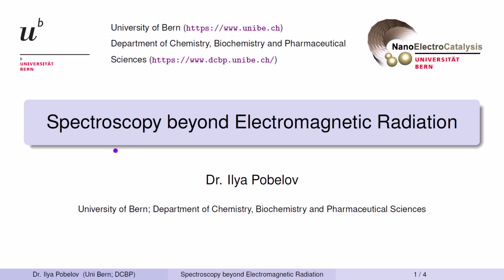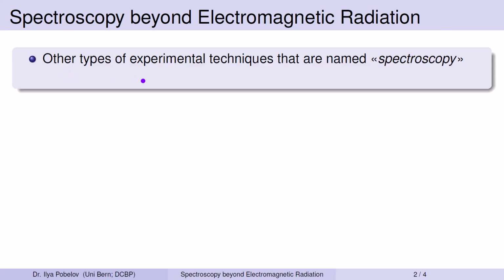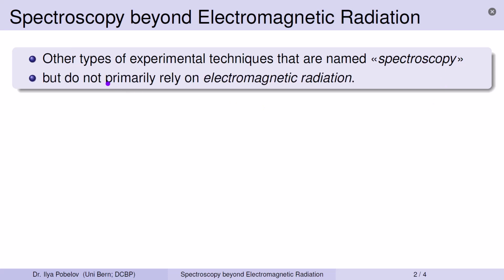In this module, we overview types of spectroscopy that are not primarily based on the interaction of electromagnetic radiation with matter. While our discussions on spectroscopy primarily revolve around the interaction of matter with electromagnetic radiation, there are other types of experimental techniques that are named spectroscopy but do not primarily rely on electromagnetic radiation. We will provide a few examples next.